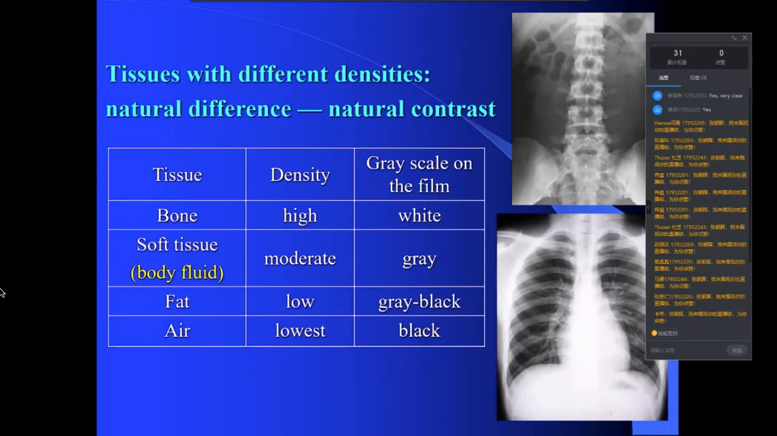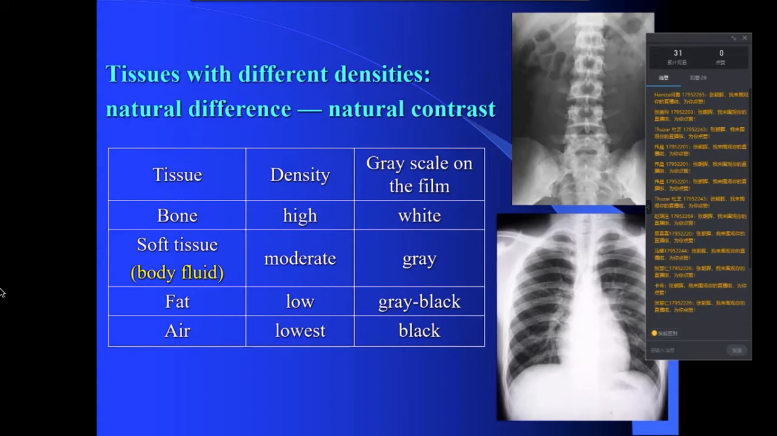Different tissues in the human body have different densities and allow different amounts of X-rays to pass through. During X-ray examination, their corresponding areas on a film will be blackened in varying degrees, depending on the intensity of the radiation that has passed through them and reached the film.